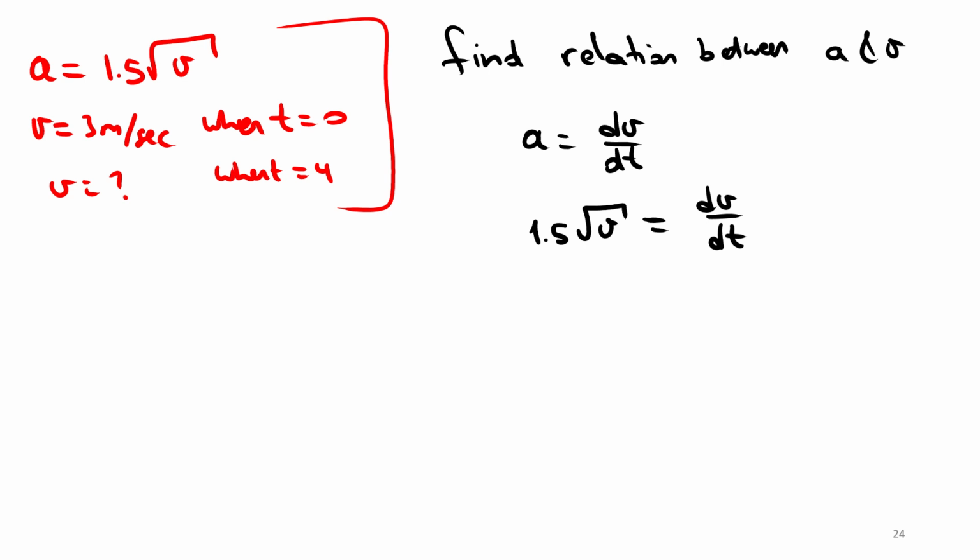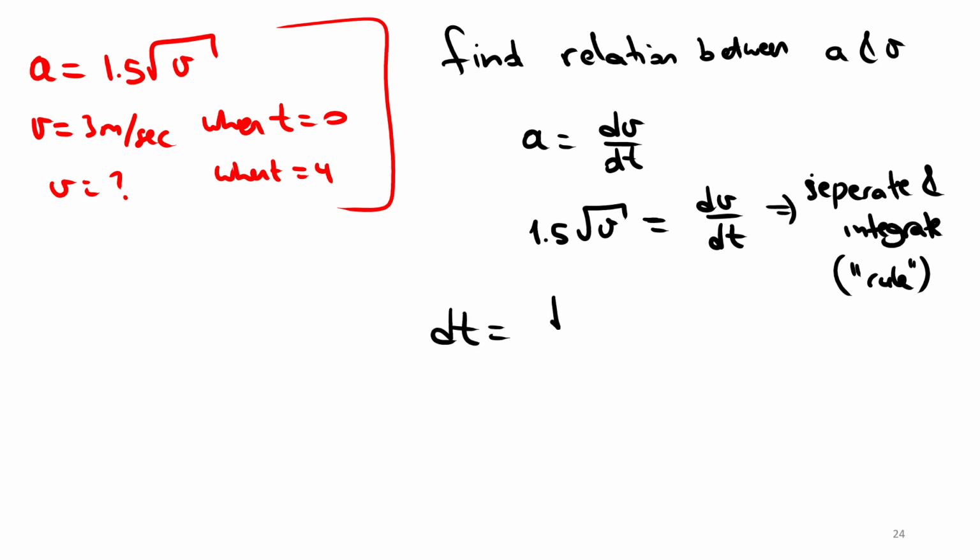Then the famous rule in mathematics is to separate and integrate. It's very similar to the divide and conquer rule. So here I will do the same procedure and separate dt here and 1.5 square root of v here. So dt will be equal to dv divided by 1.5 square root of v, and then integrate.